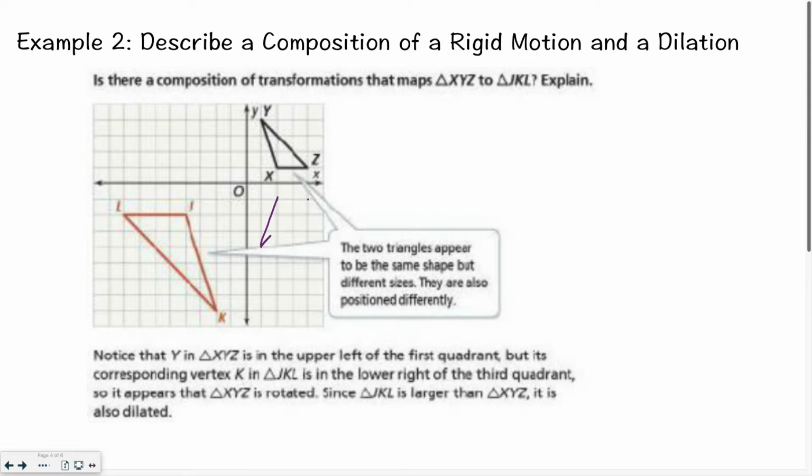It would look like this if we reflected it over the x-axis. If we reflected it over the y-axis, it would look like this. So you see how neither of those matches the orientation of the red triangle. By orientation, that's another way of saying the way it's lying on the graph. It's not the same way. Okay, so translation and reflections don't work. That means this has to be a rotation, right?